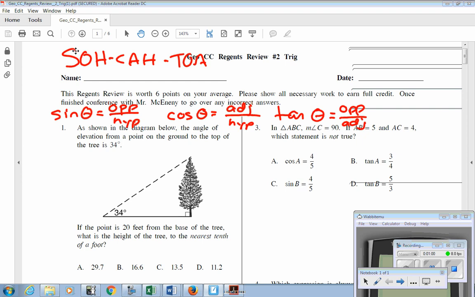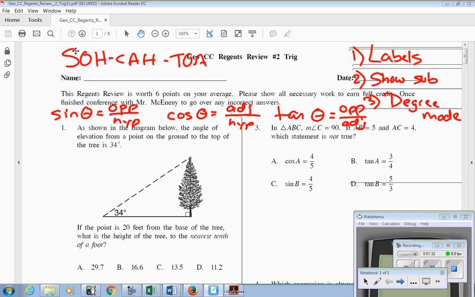Now the other things that I need you to focus on when you're doing this assignment: the first thing will be labeling. Okay, labels. Second, I really want you to show the substitution when you're using one of the formulas. And then the third thing, before you even start, make sure you're in degree mode. Because if you're in radian, you're going to get some incorrect answers that won't make sense and probably won't match up with multiple choice questions.